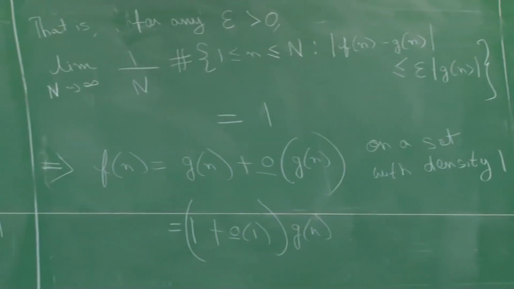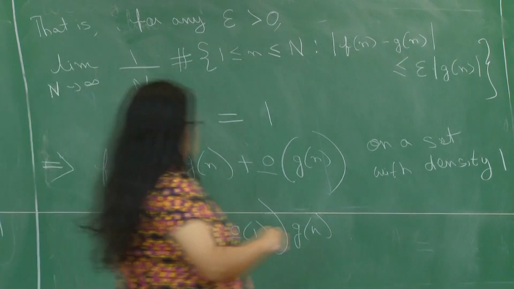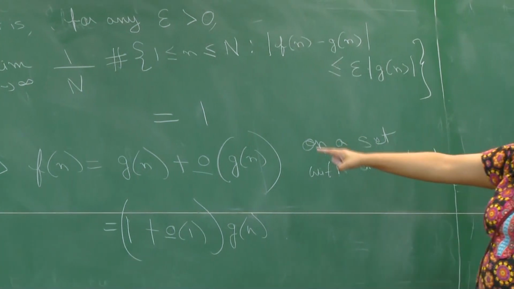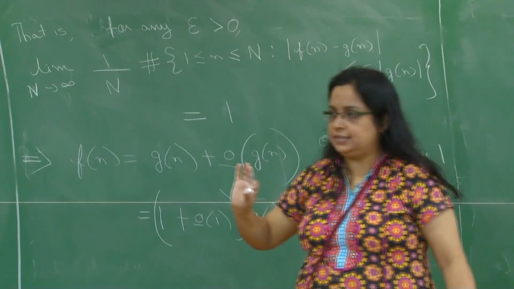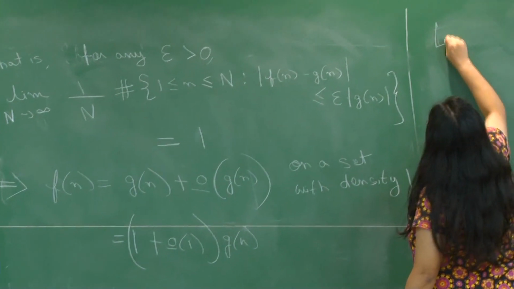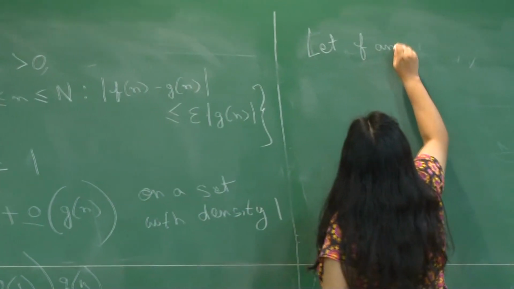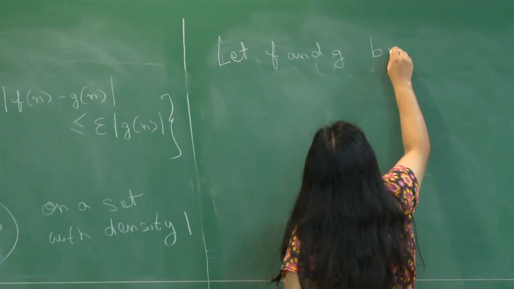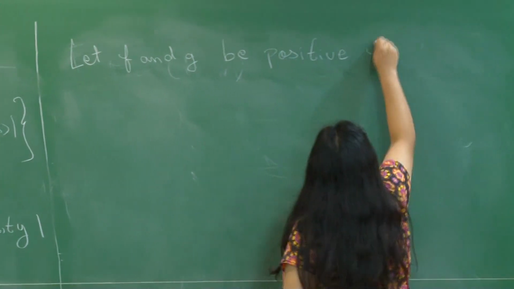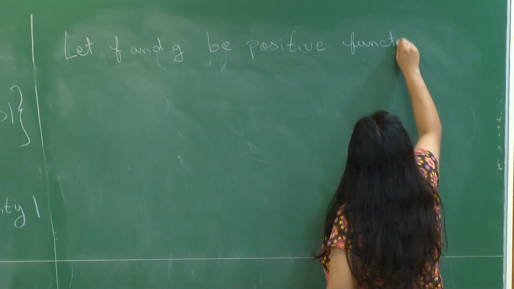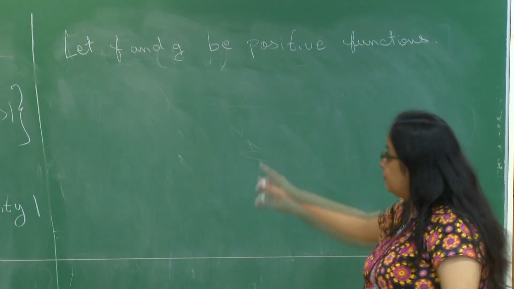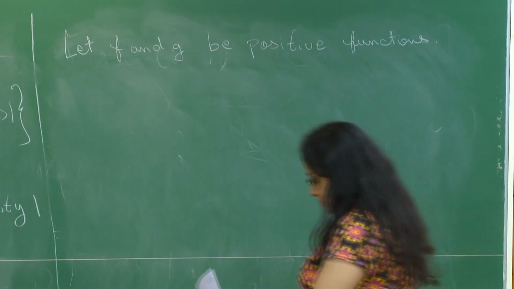So, let us now assume that f and g are both positive. Just for simplicity, let us assume they are both strictly positive functions. So, let f and g be positive functions, and f has normal order g. Then what does that mean?